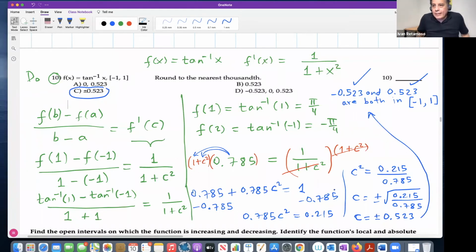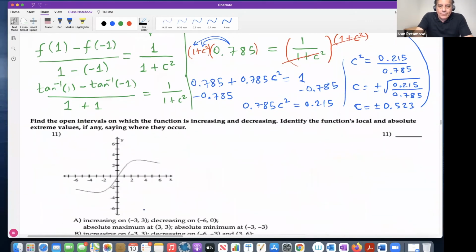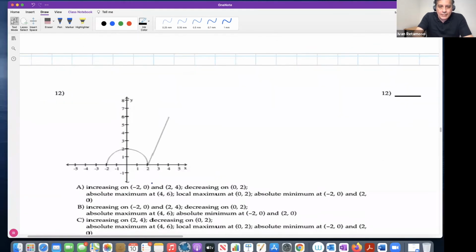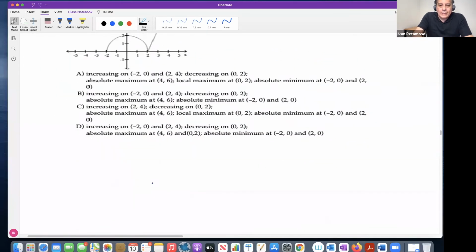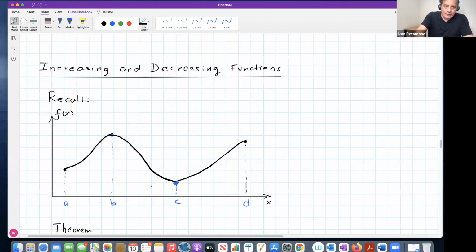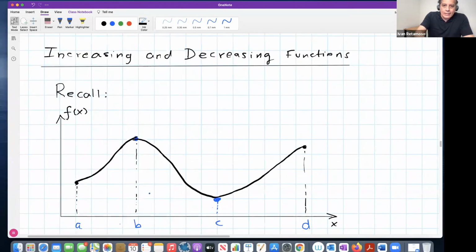Good. So now I think we should talk about increasing and decreasing functions, okay? So we will be able to solve this type of problems first, and then the others in the last worksheet. All right, let's talk about that. Let's go back to the lecture, increasing and decreasing functions.